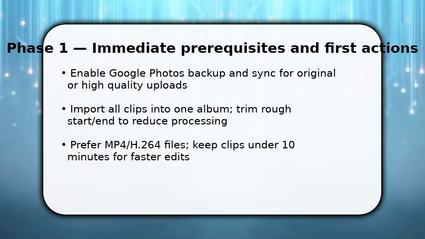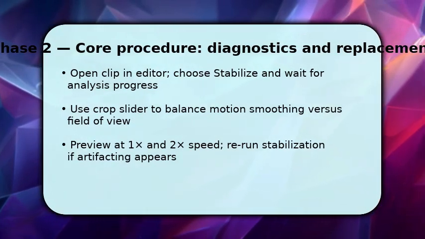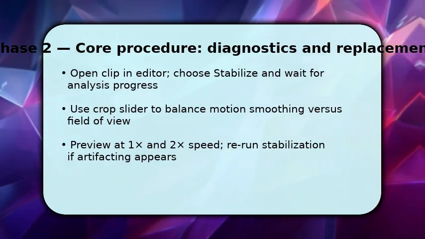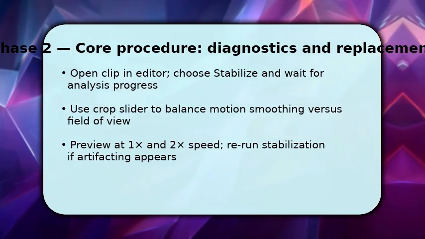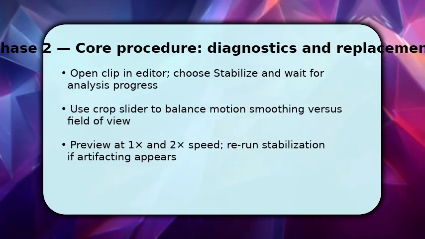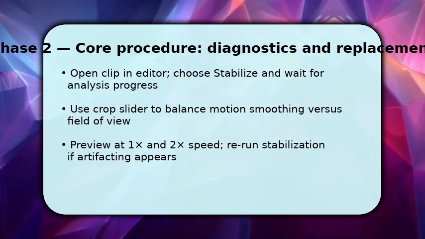We'll begin editing immediately. You now apply Google Photos' built-in stabilization. Tap Edit, then Stabilize, and let Google analyze motion. This can take seconds to minutes depending on length. Once done, use the crop or zoom controls to adjust how much frame is sacrificed for smoothness. More crop equals smoother results.